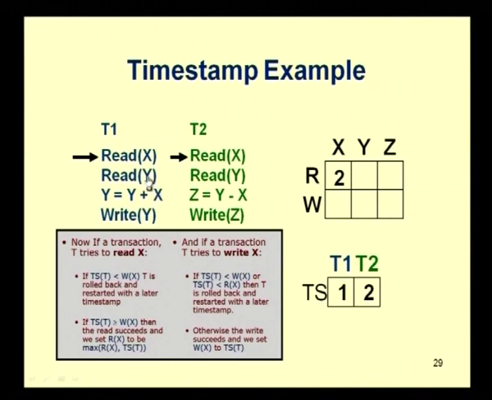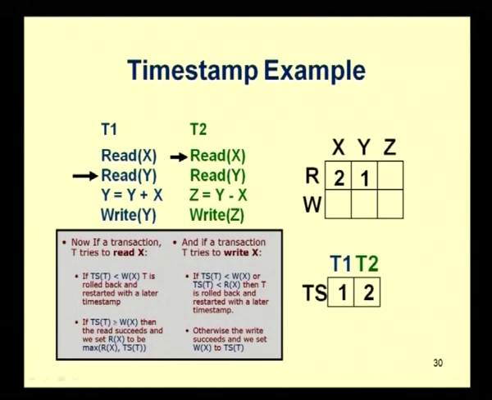Next is read Y. Again, for each data item the R value changes, because R of X is different from R of Y. So R of Y is 1, then R of Y is 2. This is the timestamp associated with T1 and T2, and it does not change after the transaction starts.